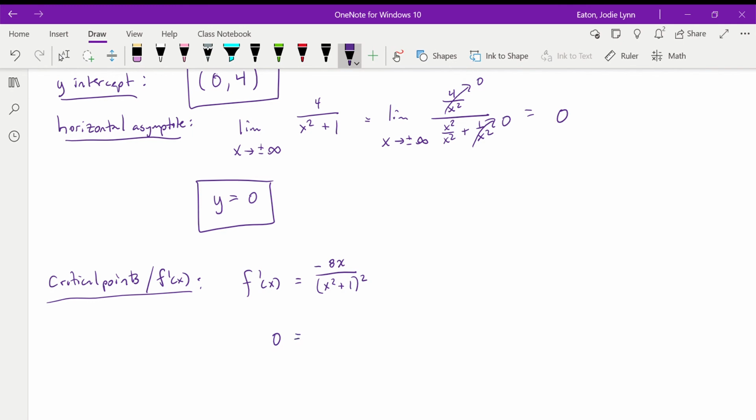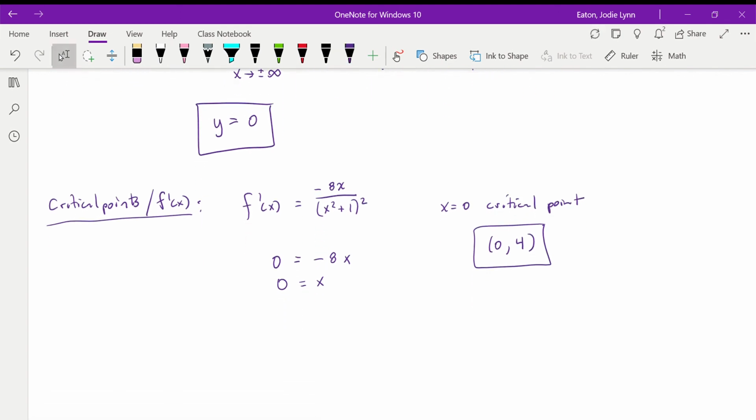So when we set 0 equal to negative 8x, we get x equals 0. So we have a critical point at x equals 0. And if we look back, that was our y-intercept. So we have a critical point at (0, 4). Okay, and we're going to throw that into our chart. And so now let's look at f prime. So we'll think about where it's increasing and where it's decreasing.